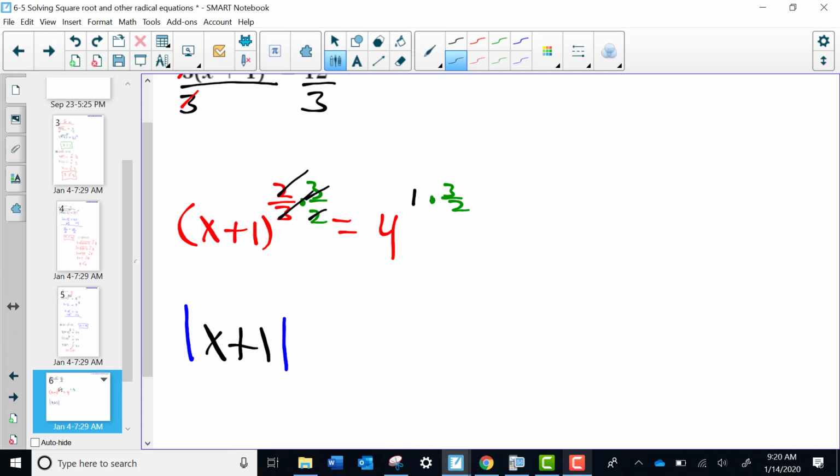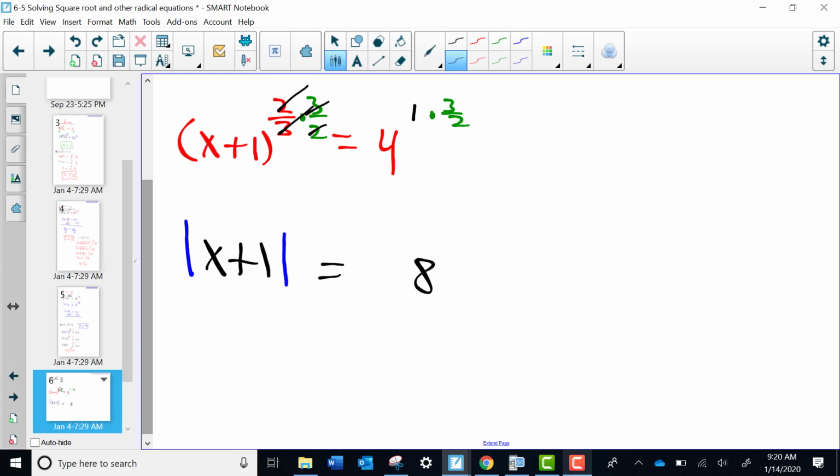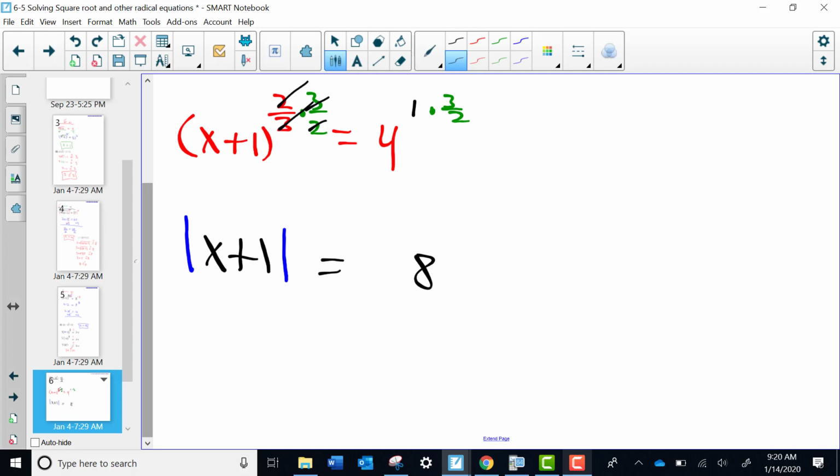4 raised to the 3 over 2 is what? Did anyone get that? Jordan? It's 8. All right. So the absolute value of x plus 1 equals 8. We solved absolute value equations in unit 1 or 2. When you solve absolute value equations, you just do plus or minus.